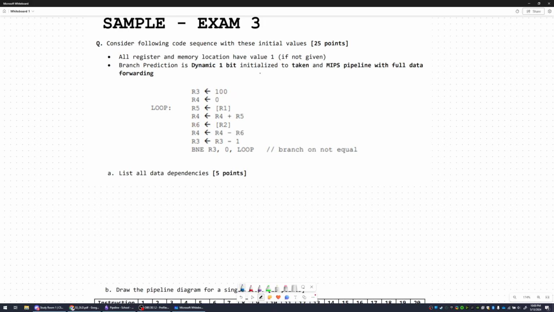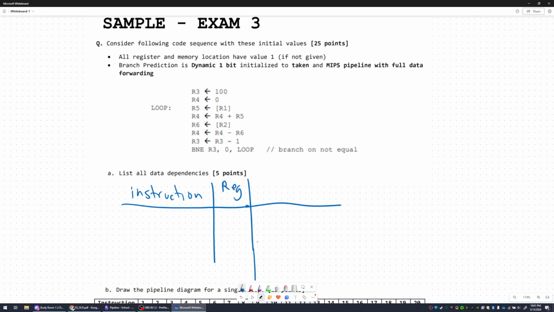Okay. First question. So the instruction, the register, the dependency. Okay. So is R3 used anywhere else? Yes. So 1, 2, 3, 4, 5, 6, 7, 8. Instruction 7 R3 from instruction 1, and then instruction 8 as well over here. Oh no, sorry. 8 is here. 8 R3 dependency on 7.